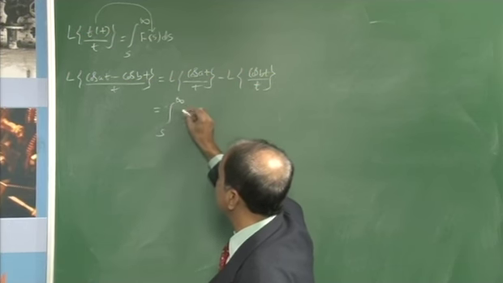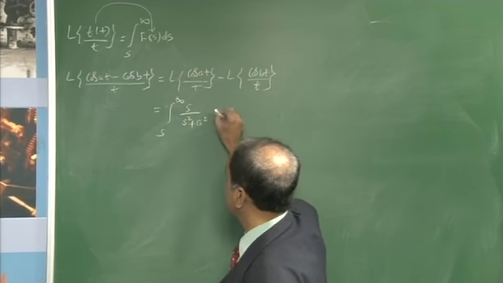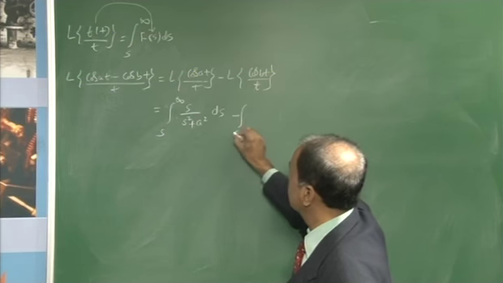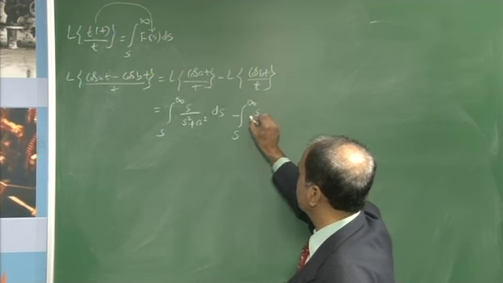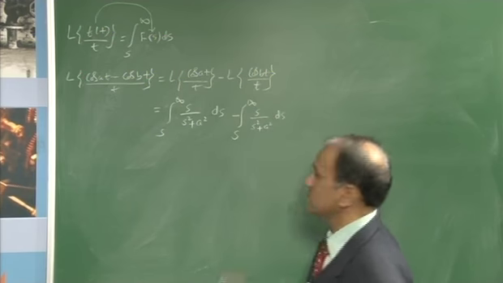Cos at in terms of f of s is equal to the integration from s to infinity. The value of f of s is s divided by s square plus a square, with respect to s, minus the same thing from s to infinity, and here for cos bt, that is s divided by s square plus b square, ds.